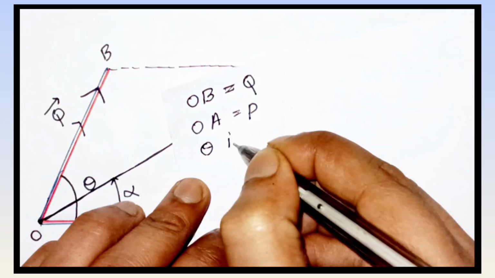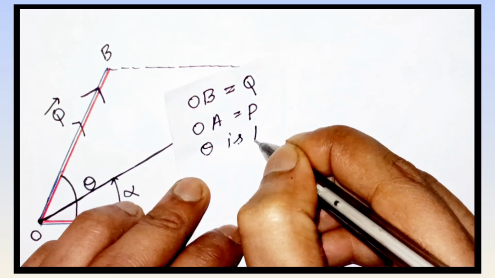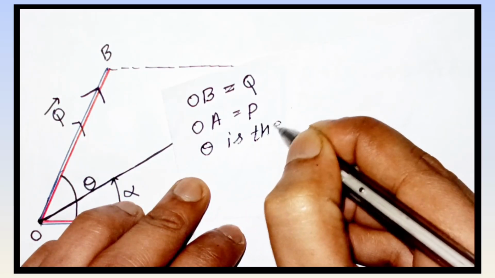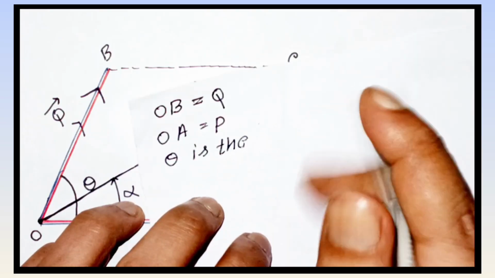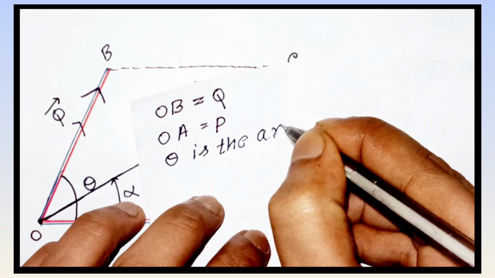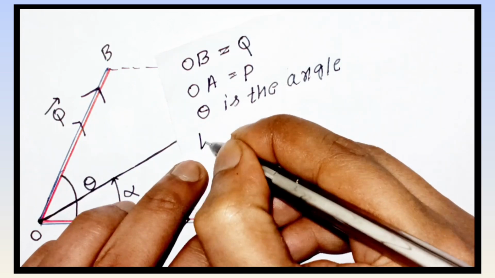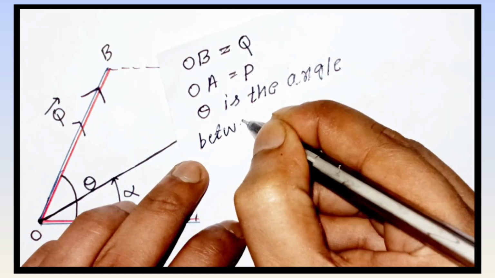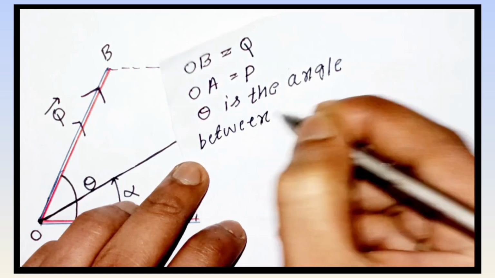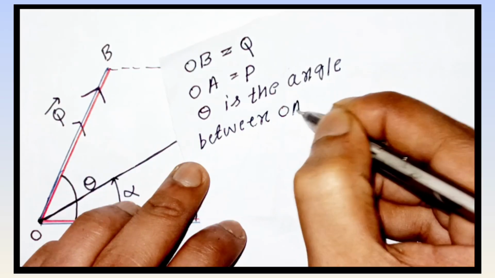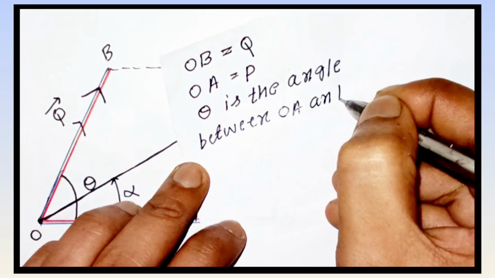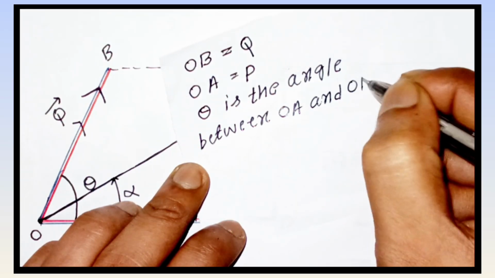What is the angle? Theta is the angle between the two forces or two vectors or two lines. So note down: theta is the angle between OB and OA. I hope you understood till now. Here no problem, easy peasy, no tension.